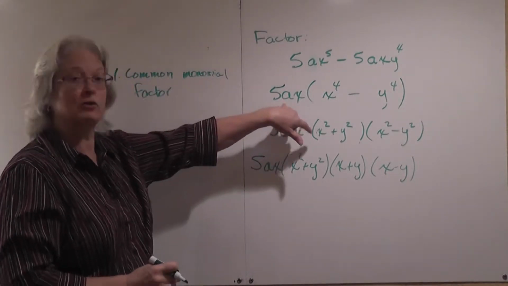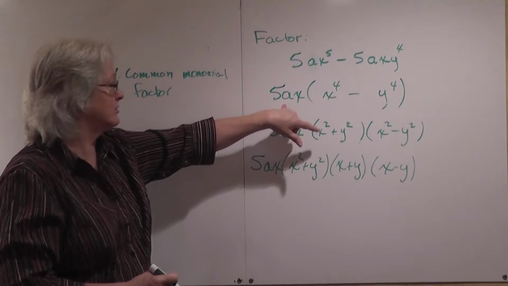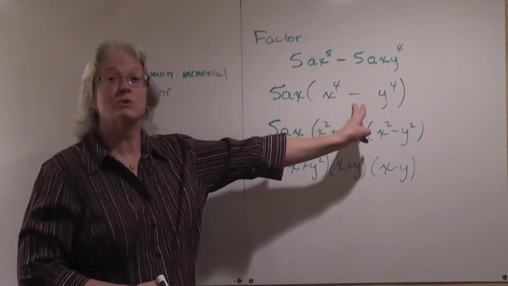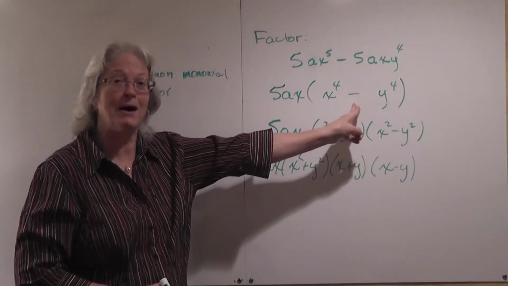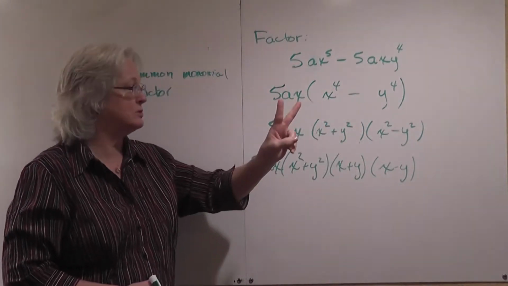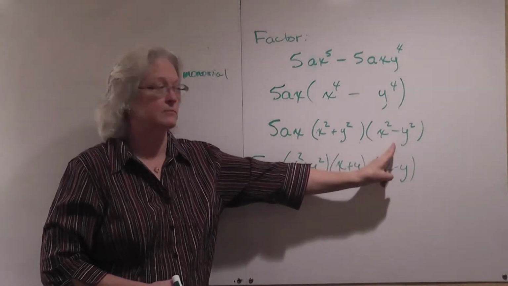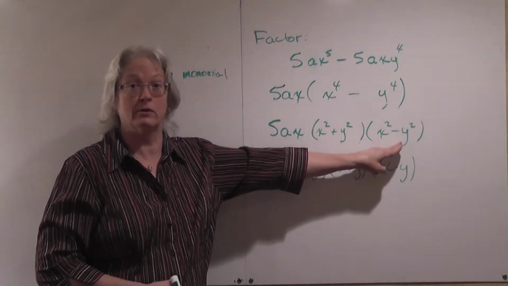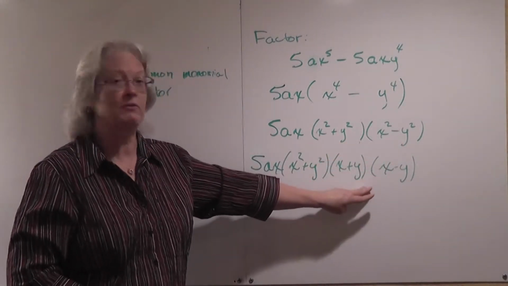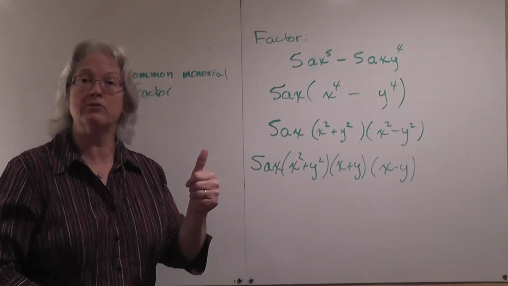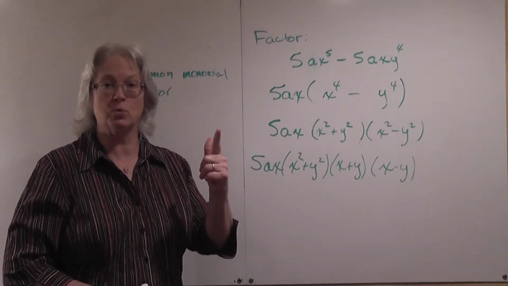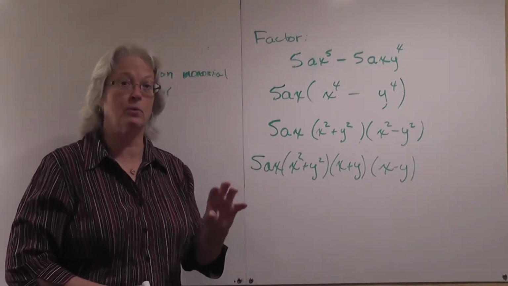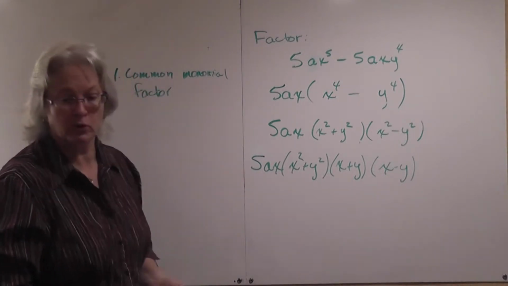First we factored out a common monomial factor of 5ax. First thing. Second thing was that we recognized that x to the fourth minus y to the fourth is the difference of two squares, so we factored that. And then we looked again and we thought, oh my, I have another difference of two squares, and we factored that. Greatest common monomial factor first, difference of two squares once, difference of two squares a second time, and that's what you're going to find a lot when you are working with factoring in Algebra 1.